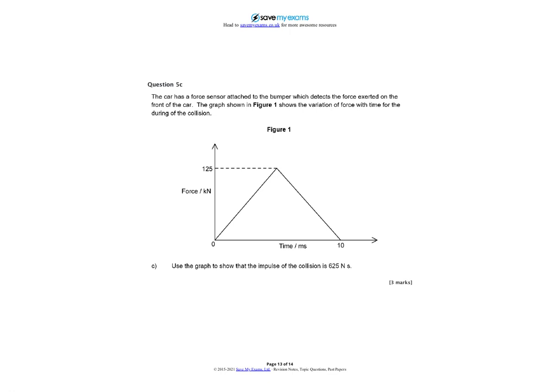Question 5c, the car has a force sensor attached to the bumper which detects the force exerted on the front of the car. The graph shows the variation of force, that means the force is changing with time during the collision. Use the graph to show the impulse is 625 newton seconds. In case you've forgotten, impulse is just a fancy word for the change in momentum, but we need to work out the change in momentum.